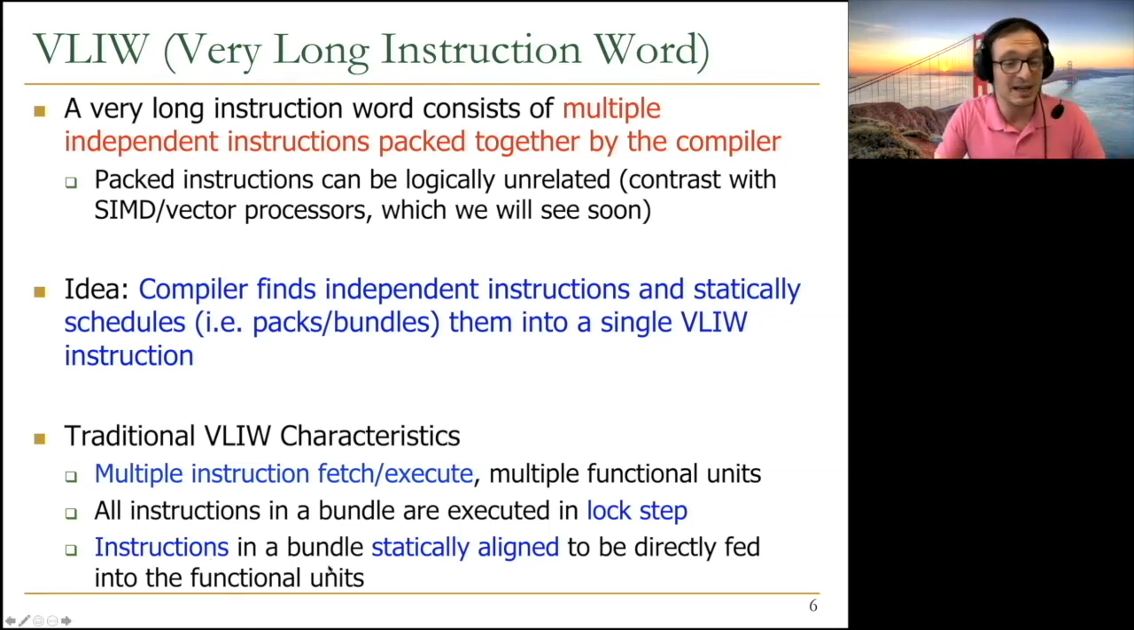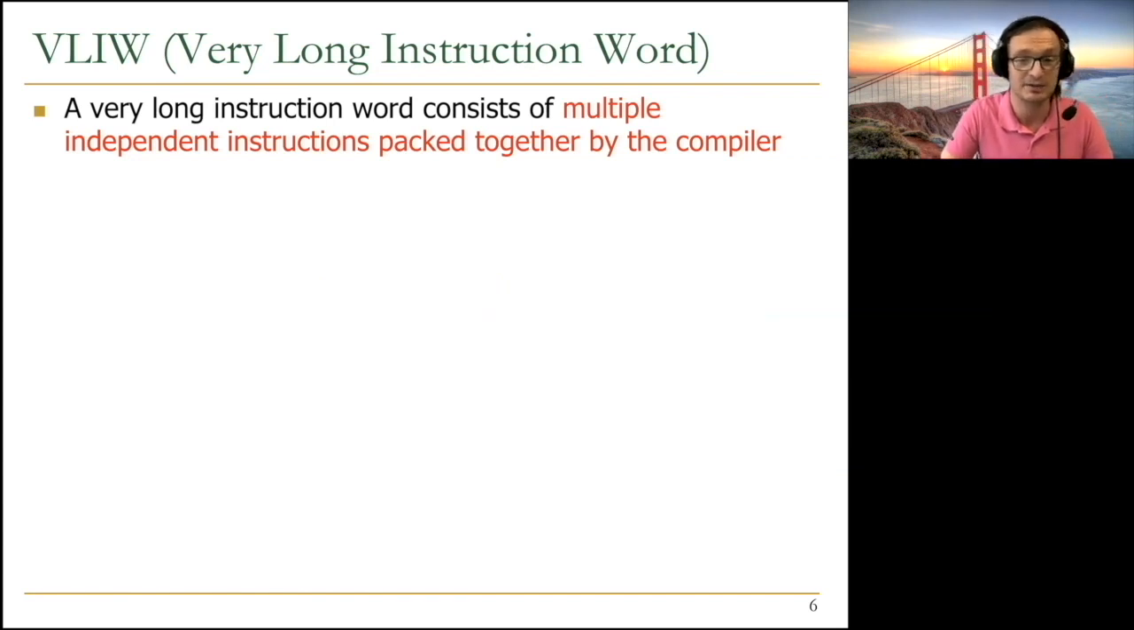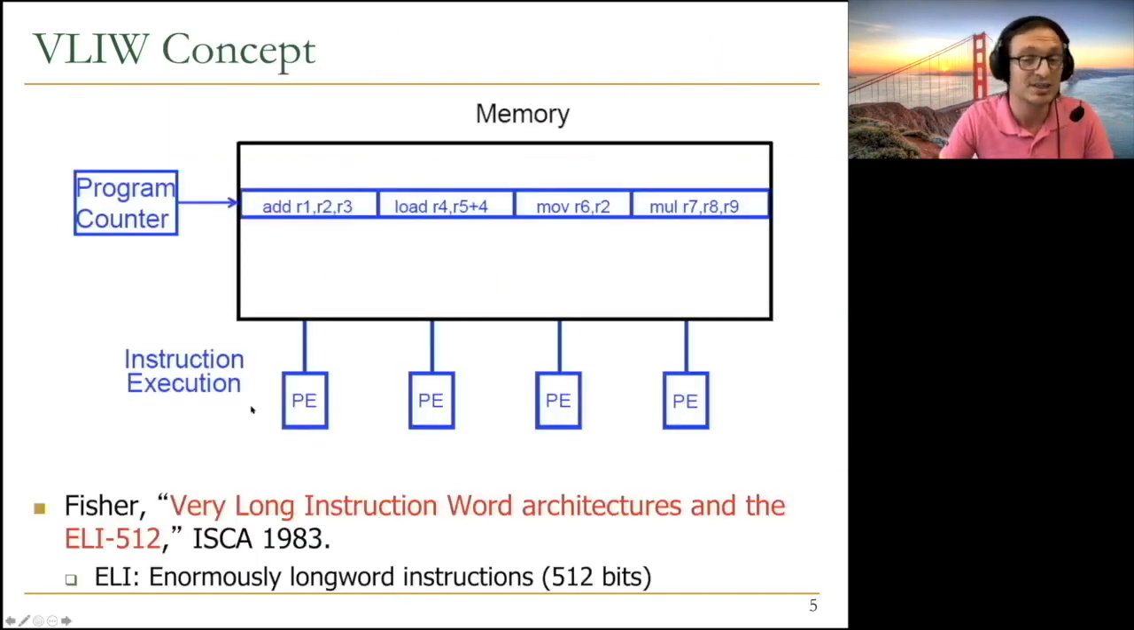And instructions in a bundle are statically aligned to be directly fed into the functional units. What does this mean? Basically, the compiler has a view of what functional units are there in the microarchitecture, and it knows exactly which functional units are in which location. So it aligns the instructions such that the instructions go directly into the functional units. So let me go back to this picture over here. These are processing elements, essentially functional units, right? Basically, the compiler knows that the adder is here, and the compiler schedules the add instruction such that it is fetched directly and routed directly to the adder, so that the hardware doesn't need to have a network or some wires to move the add instruction from this location to this possible location.